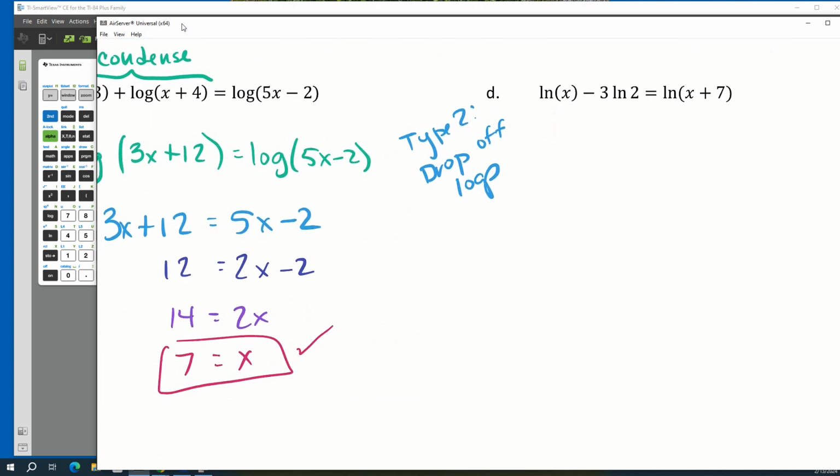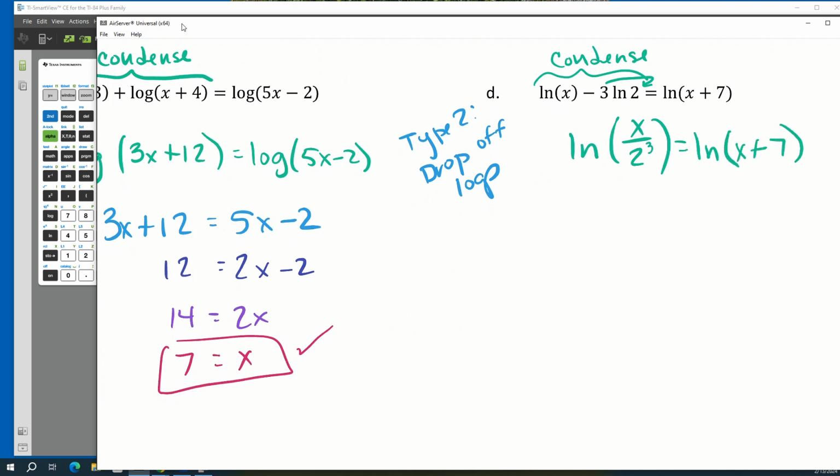All right, a couple more. So same situation here. These are separated. We need to condense them together, but this time, because they're separated by subtraction, we're going to condense them using division. We're also going to take that 3, because we can't condense if there's a number in front. So we're going to move that 3 up to a power. So we're doing kind of a lot in one step. Oh, okay, yeah. That's a 2 to the 3rd.